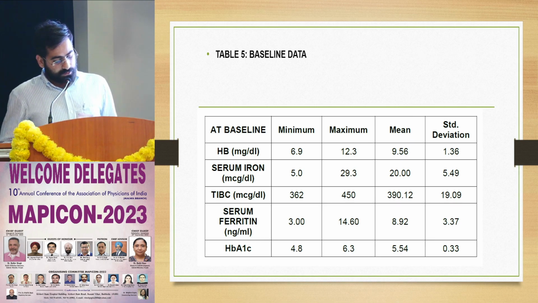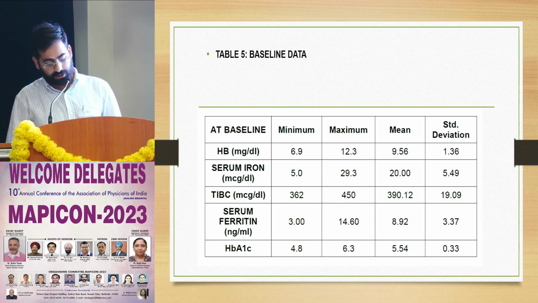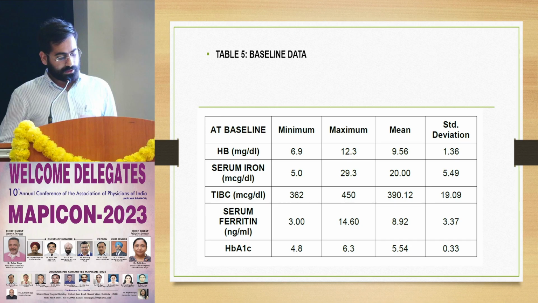Baseline data: at the baseline, minimum hemoglobin was 6.9 and maximum was 12.3, and mean was 9.56. And serum iron minimum was 5 and maximum was 29.3 and mean was 20. And total iron binding capacity minimum was 362 and maximum was 450 and mean was 390.12. Serum ferritin was minimum 3 and mean was 8.92. And HbA1c levels minimum were 4.8 and maximum 6.3 with mean of 5.54.